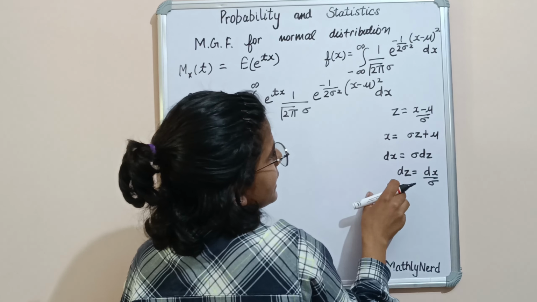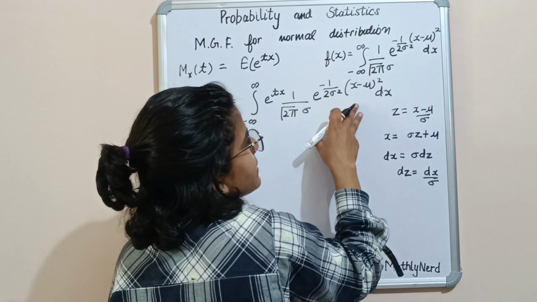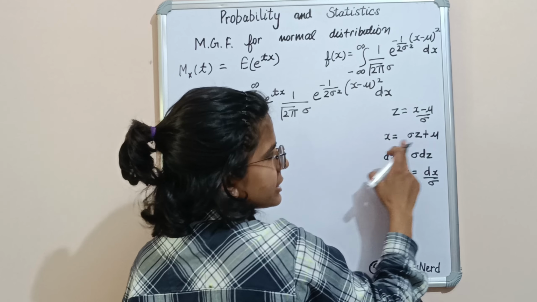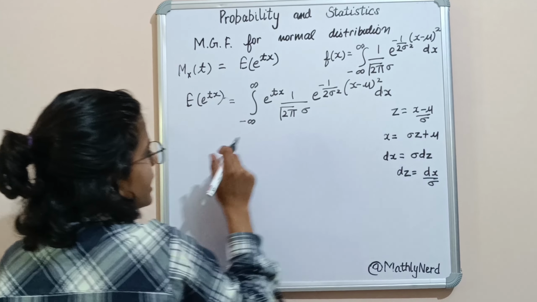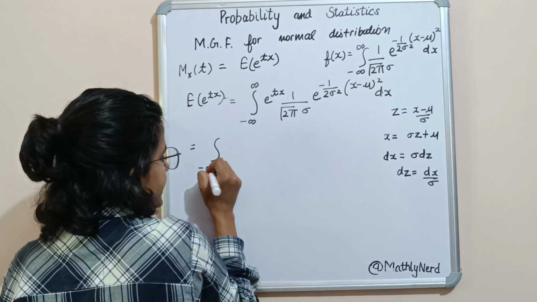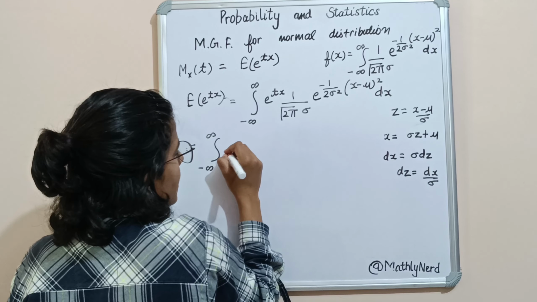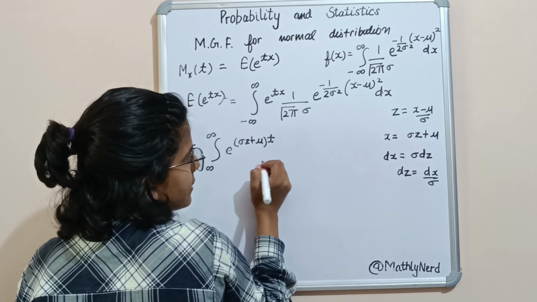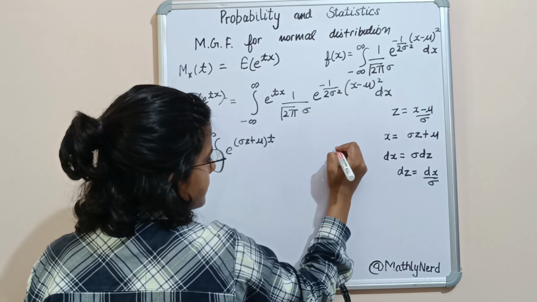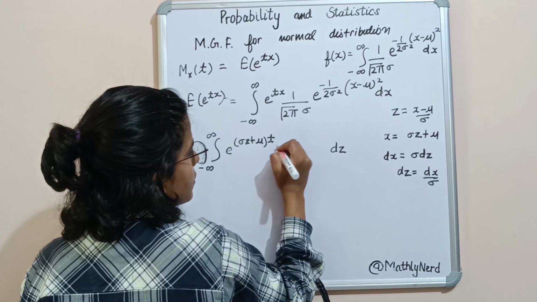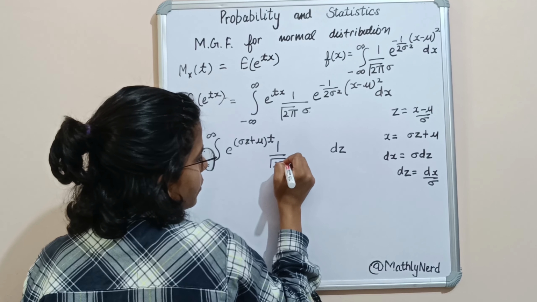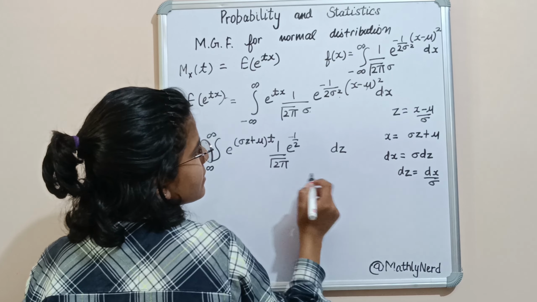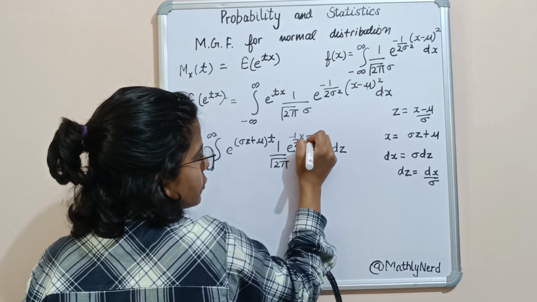Now if we replace (x minus mu) by sigma with z, and in the place of x we put sigma z plus mu, this will be equal to integration from minus infinity to infinity of e raised to power (sigma z plus mu) times t, dx by sigma will be dz, into 1 by under root 2 pi e raised to power minus 1 by 2, (x minus mu) by sigma square will be equal to z square, into dz.